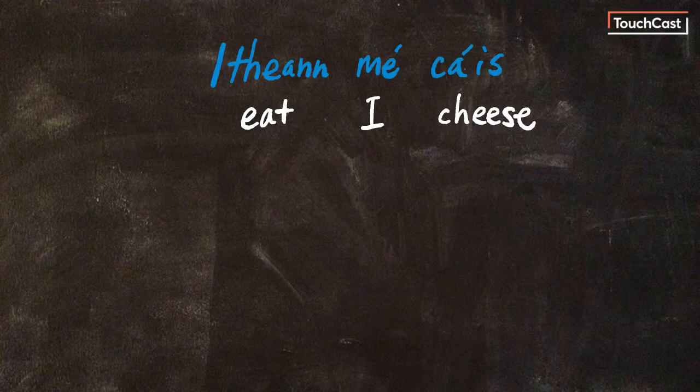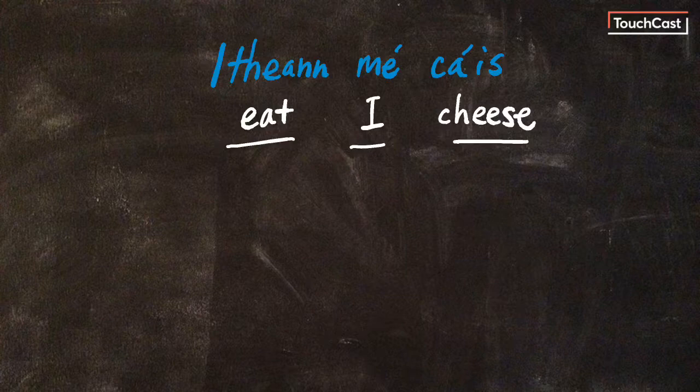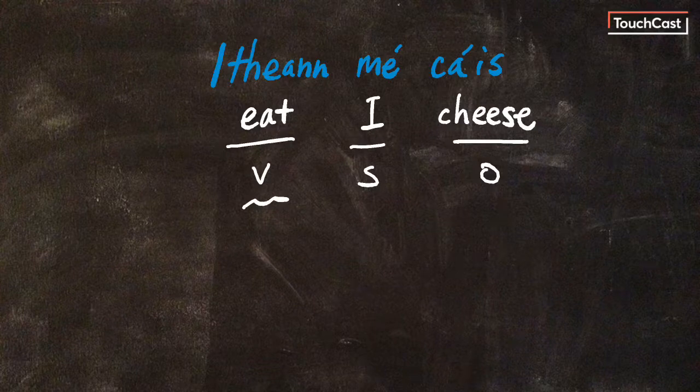Consider this Irish sentence. The English gloss is "eat, I, cheese," which means that we have verb, subject, object sentence order. As we know from X-bar theory, verbs must be adjacent to their complements. In this sentence, the verb eat is not adjacent to the object cheese, because the subject intervenes between them. This means that it violates X-bar theory.